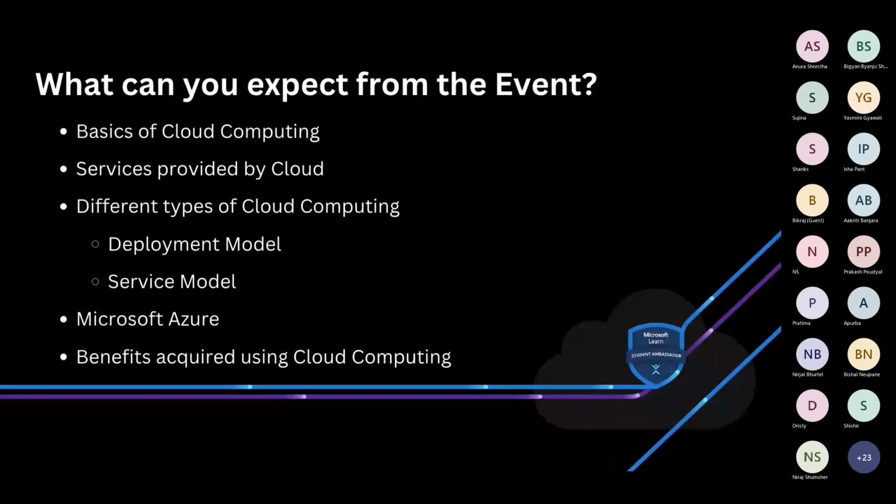And then we will dive into the services provided by the cloud, and move on to the different types of cloud computing. This is further divided into two models: the deployment model and the service model. So there are types of cloud computing depending upon the deployment model, and types dependent on the service model. Then we'll give a brief introduction about Microsoft Azure, and in the end, we will talk about the benefits that we acquire using cloud computing.